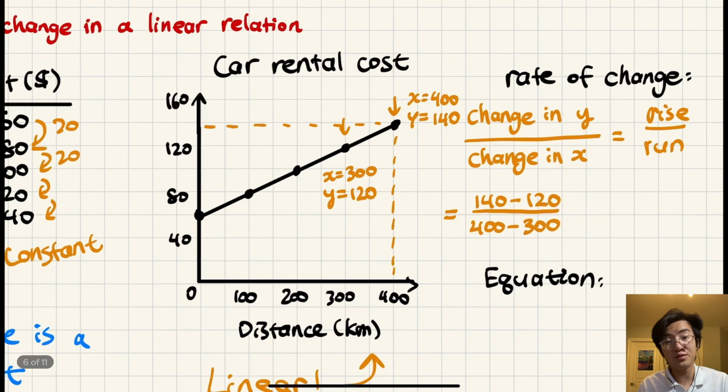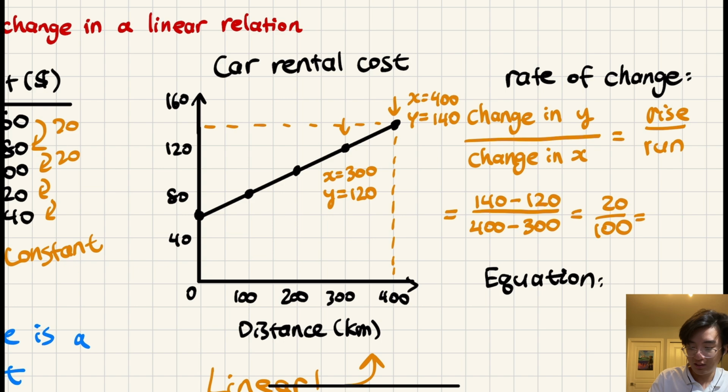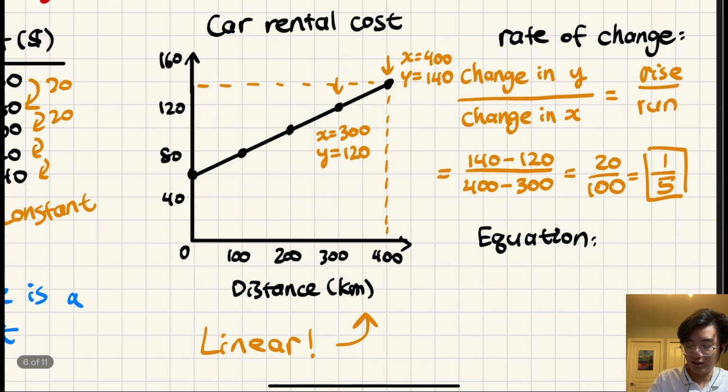So this is what rise over run means. The rise is the change in y, the run is the change in x. If we subtract, we get 20 over 100. After reducing, we get 1 over 5. So that's the rate of change.